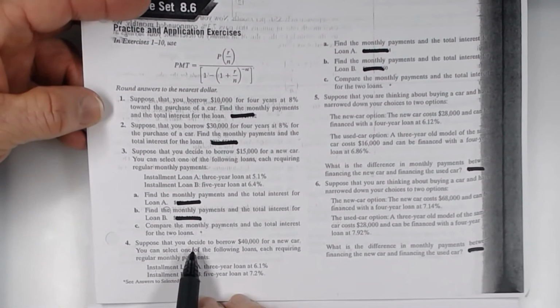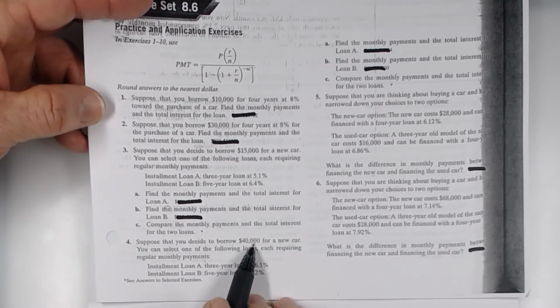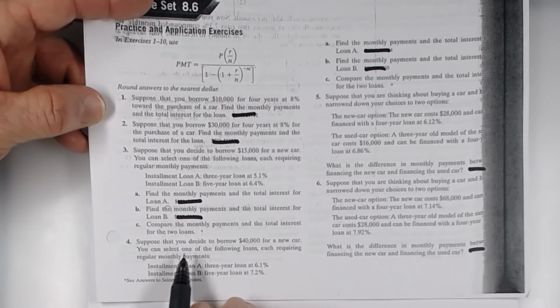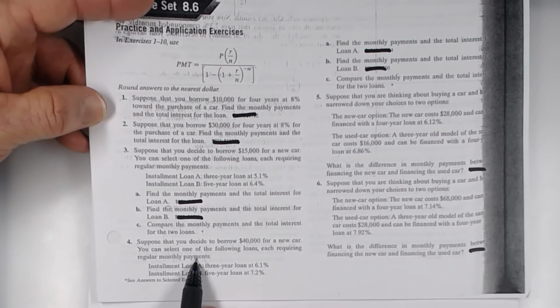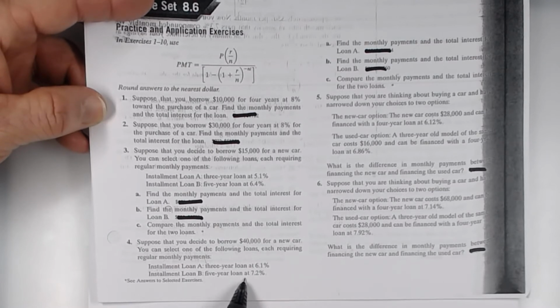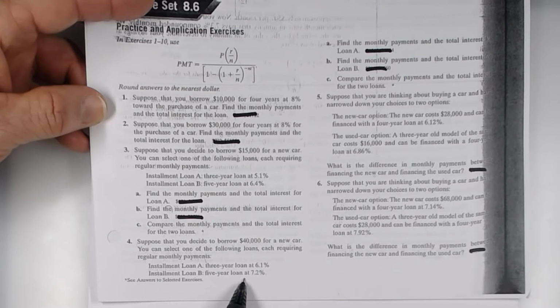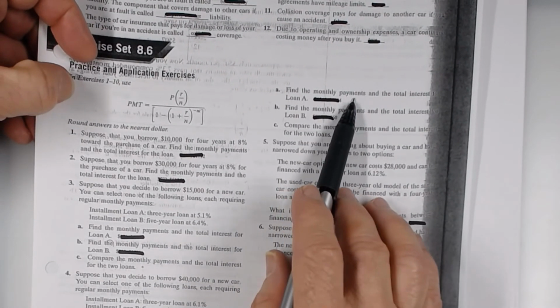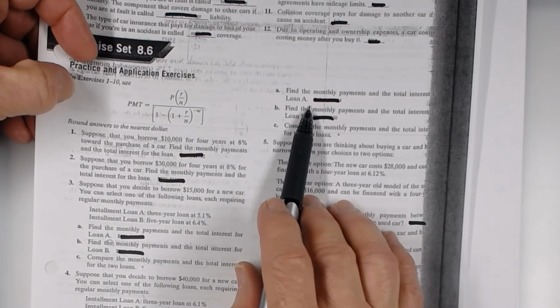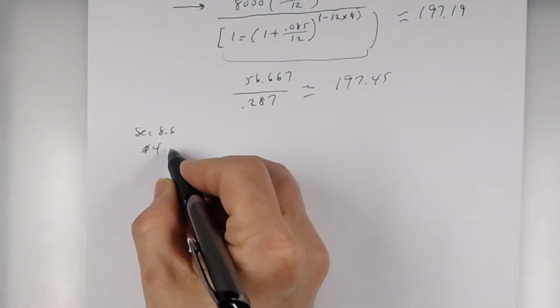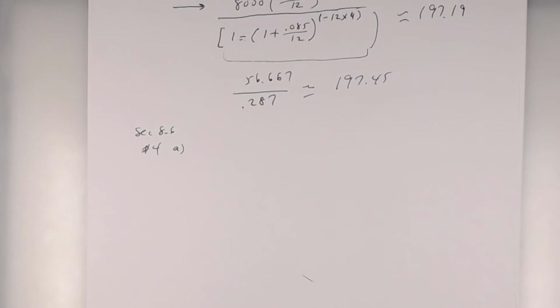Okay, here's what number 4 says. Suppose you decide to borrow $40,000 for a new car. You can select one of the following loans, each requiring monthly payments. Installment loan A is for 3 years at 6.1%. Installment loan B is for 5 years at 7.2%. Part A. Find the monthly payment and total interest for loan A. All right, so when I do part A, what formula will I use to find the monthly payment?